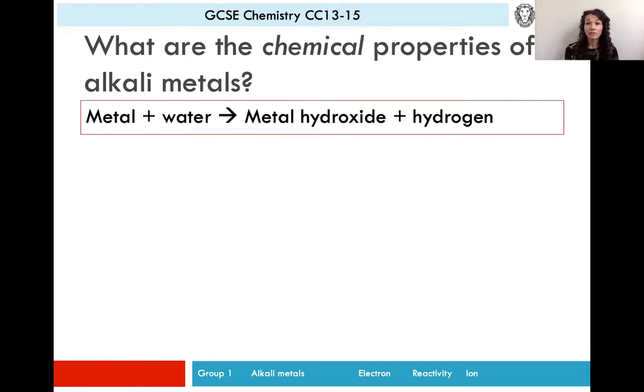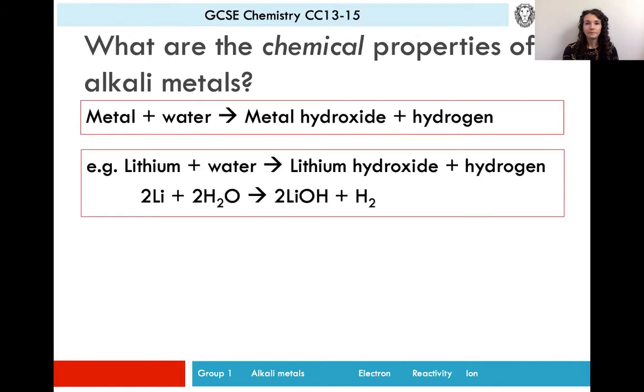So that's a general equation. That's worth writing down. So if you just take a moment to pause and write that general equation down. Well done. So here's an example. If you add lithium to water, you get lithium hydroxide and hydrogen.